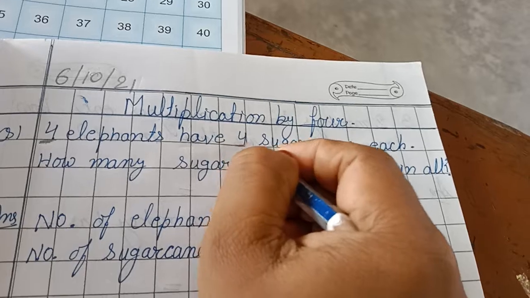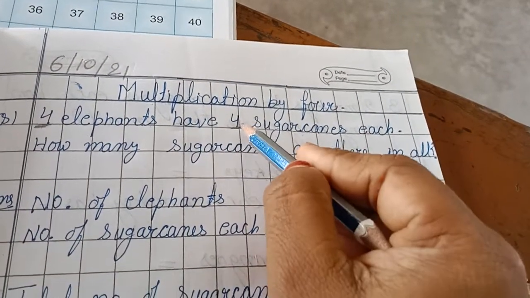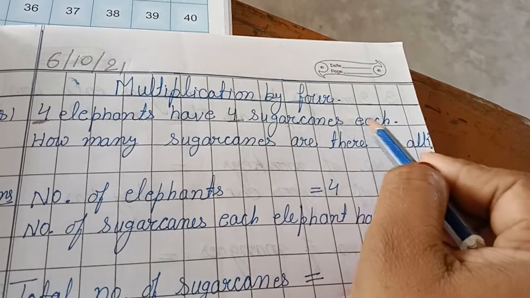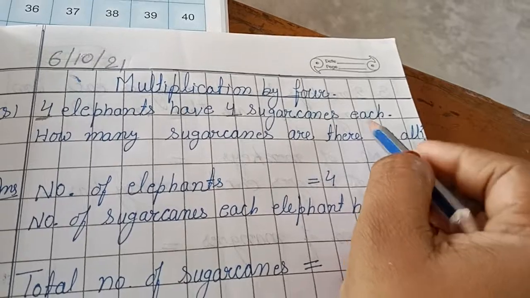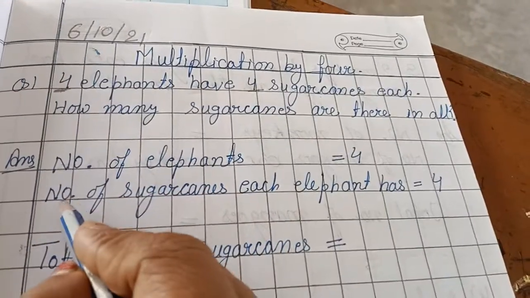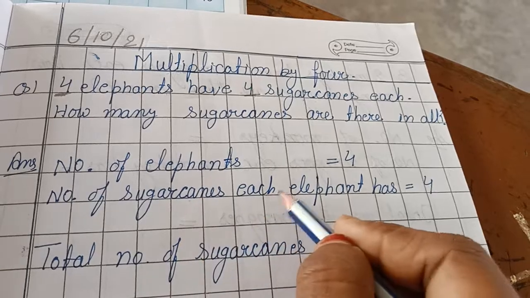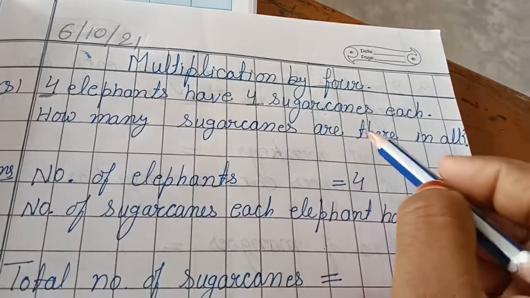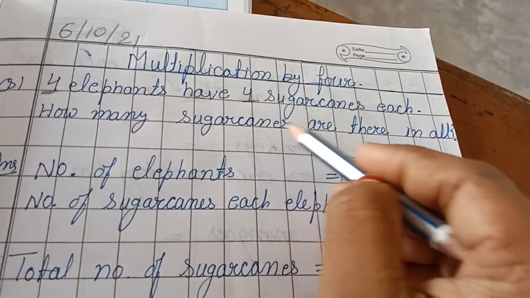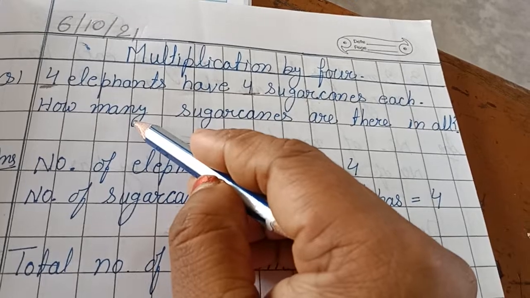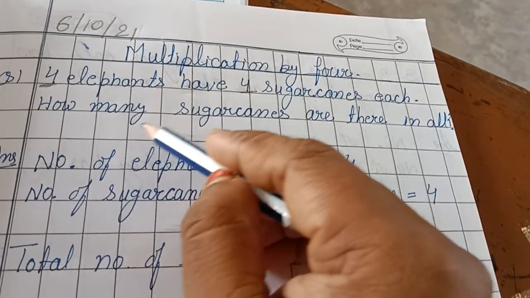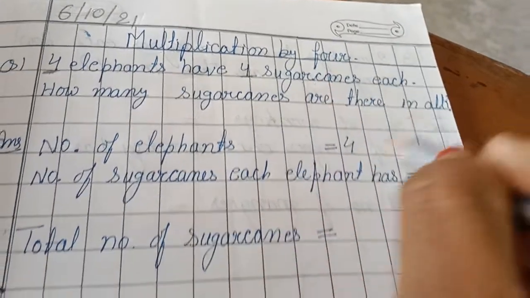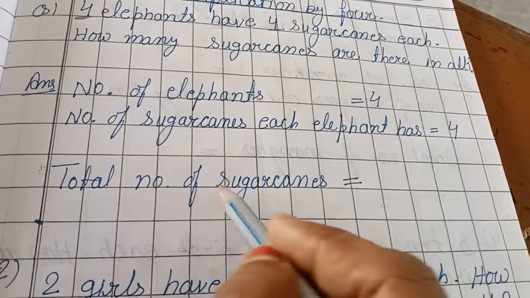And the second 4 is the number of sugar canes. This 4 indicates the number of sugar canes that each elephant has. So our second statement will be number of sugar canes each elephant has, that is 4 again. Now here we have to find out how many sugar canes are there in all. That means we have to find out the total number of sugar canes. So here we will write the total number of sugar canes.